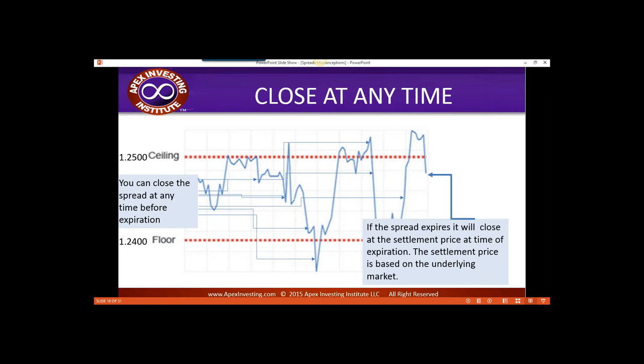Now, if I hold it all the way until expiration, when the spread expires, it will close at the settlement price at the time of expiration. So, for example, if I bought right here at 2410, yes, it got all the way up here to the ceiling. But if I didn't close it out then and I just left it open and it expired right here at, say, 2490, then at expiration, what I'm going to get is the difference of where I bought in compared to where it expired. All right, and the settlement price is based on the underlying market, the indicative Nadex price. Okay, and as we know, there's all kinds of different expirations and different time frames. There's all kinds of different spreads out there to choose from.